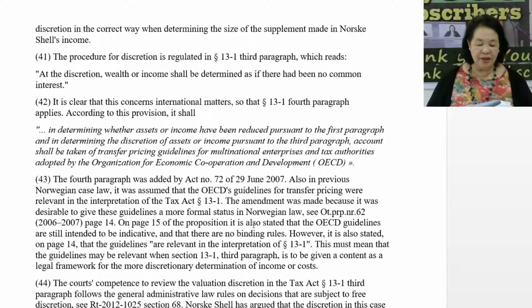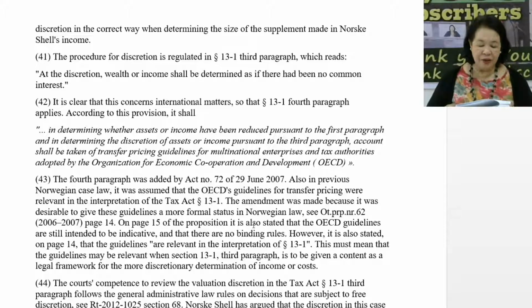So it is clear that this concerned international matters, so that Section 13-1, fourth paragraph applies. According to this provision, it shall, in determining whether assets or income have been reduced pursuant to the first paragraph and in determining the discretion of assets or income pursuant to the third paragraph, account shall be taken of transfer pricing guidelines for multinational enterprises and tax authorities adopted by the Organization for Economic Cooperation and Development, or the OECD.